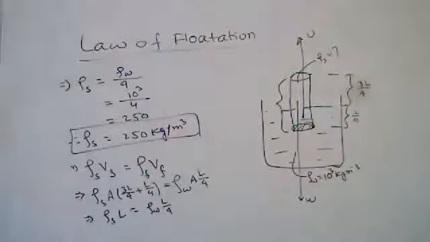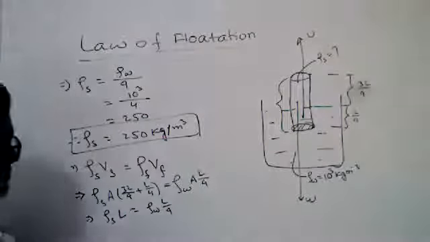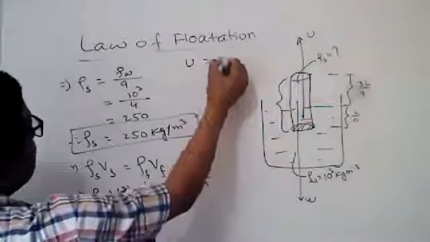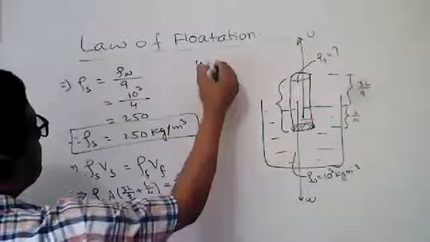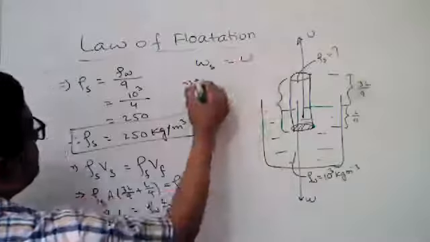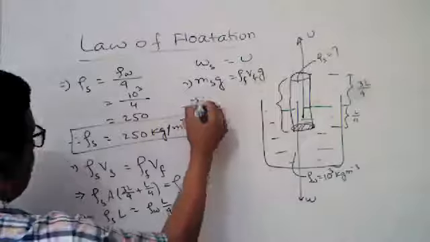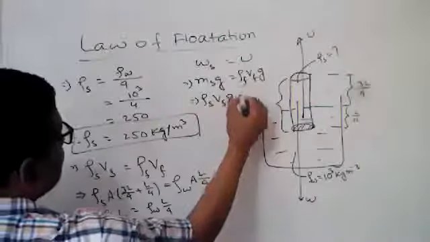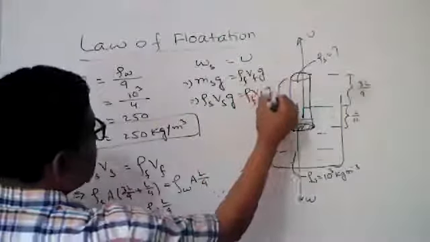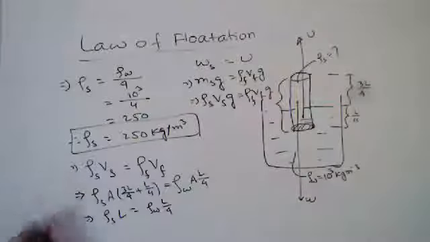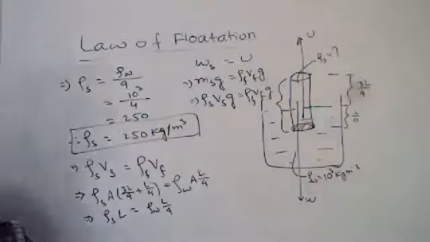Sir, can you rewrite the upper part that you erased? Write the formula as before. U equals W. WS equals U, WS equals MS G, rho F VF G. Rho S VS G equals rho F VF G. After that, this is the line.